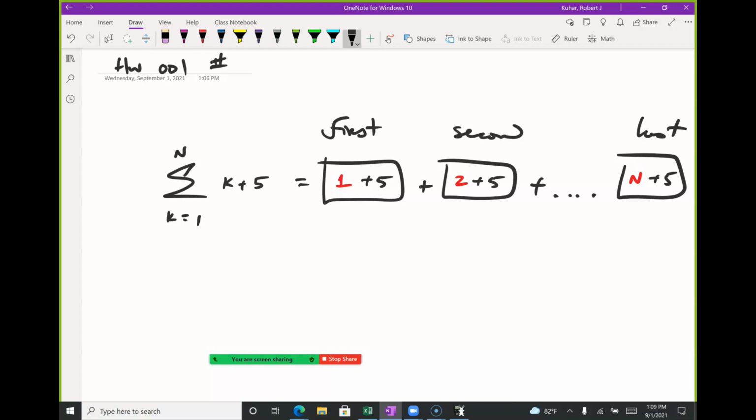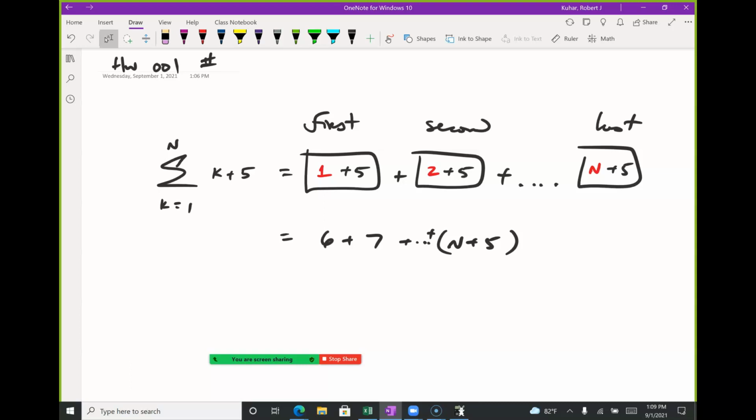And so I believe WebAssign would accept this. Of course, we're going to rather write it as 6 plus 7 plus dot, dot, dot, plus n plus 5, something like that, right? But the idea is fill in the indices first, and then simplify if you can.